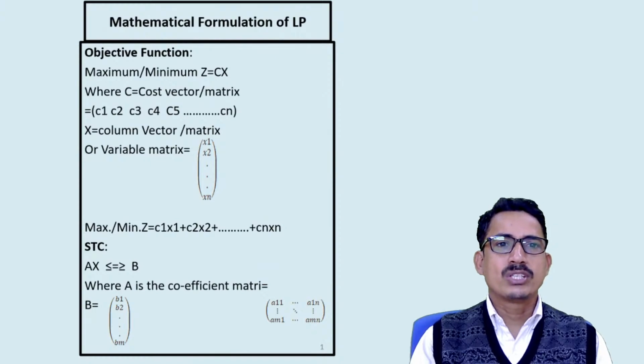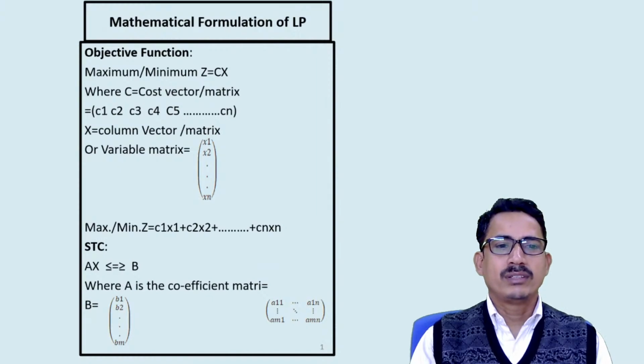So C is the coefficient of X. Here C is the cost vector, nothing but a matrix. So here we are multiplying two matrices, one is the cost matrix with the variable matrix. X is called the variable matrix, C is the cost matrix. If you multiply these two, what result will come? Now max or min Z is equal to C1 X1 plus C2 X2 plus dotted Cn Xn. So you have written the format.